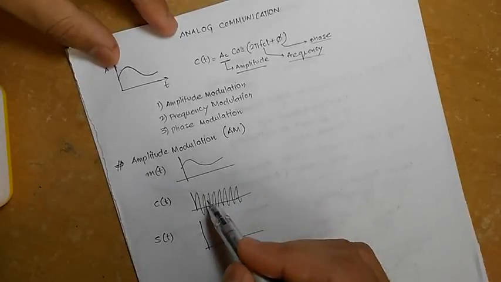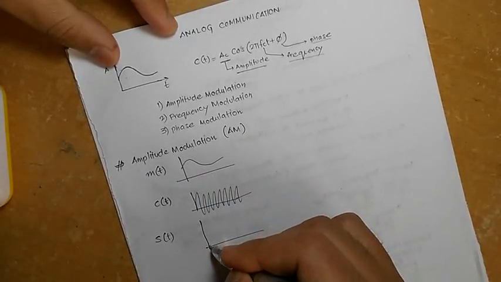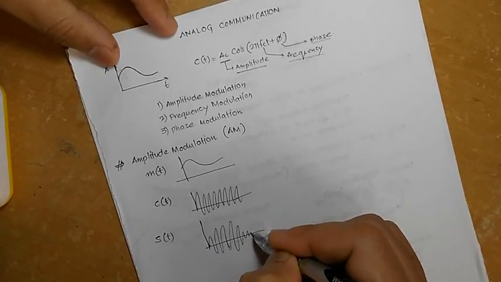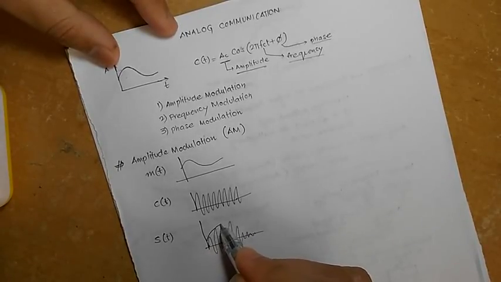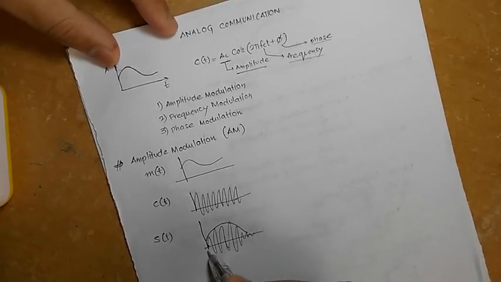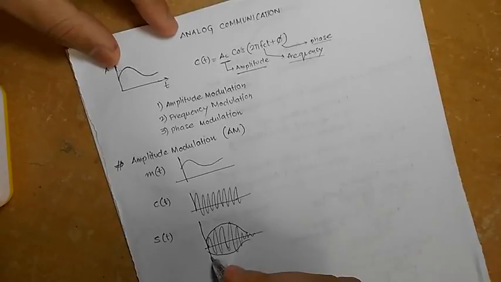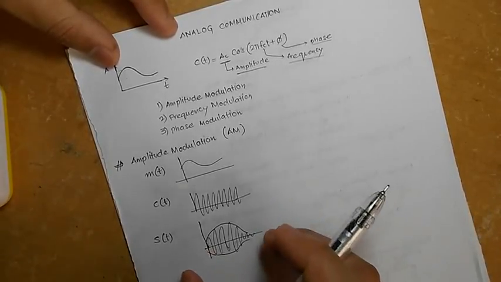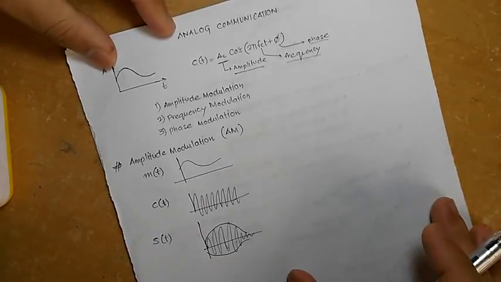As this is amplitude modulation, the amplitude of the carrier should vary with respect to the message signal. So it will be like this. How this has been shown, this is the message which is now hidden in the signal. So this signal has to be transmitted over the channel.